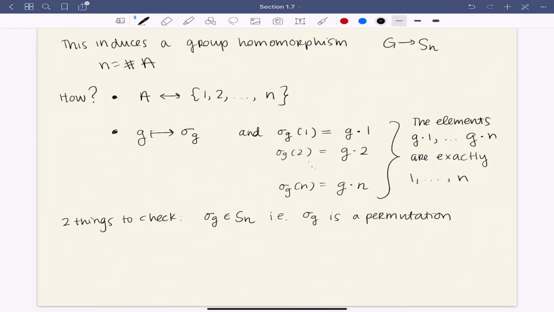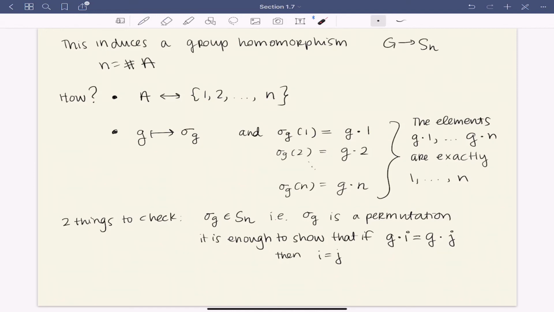So it is enough to show that if G acting on I is the same as G acting on J, then that meant that I was equal to J to start with, right? If I get that whenever I start with 2 different numbers, I end up with 2 different numbers, then for sure this will be a permutation, because it will be forced by cardinality reasons to also be surjective. So that's the first thing to check.